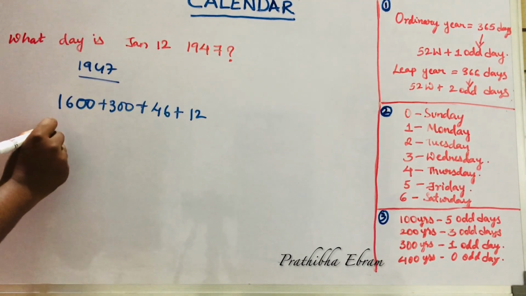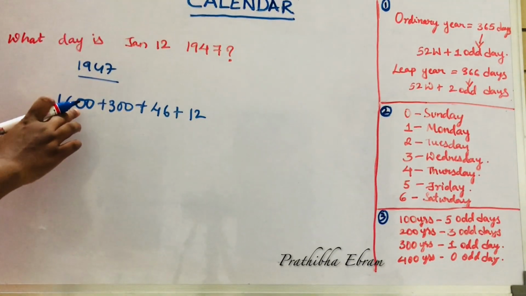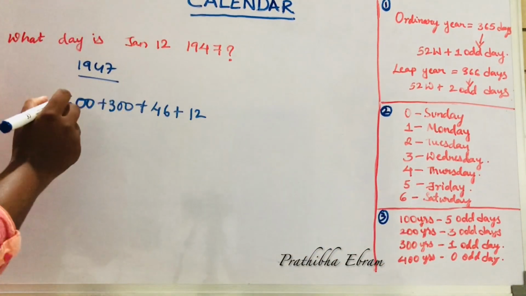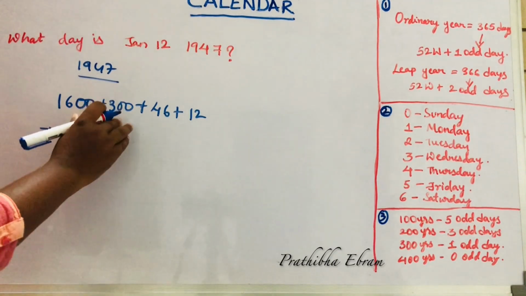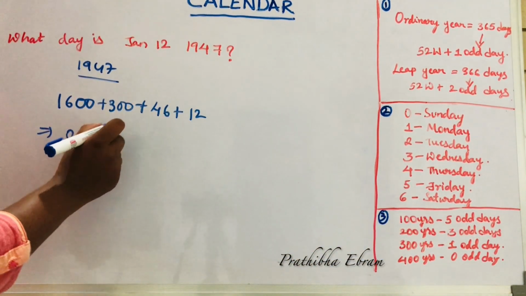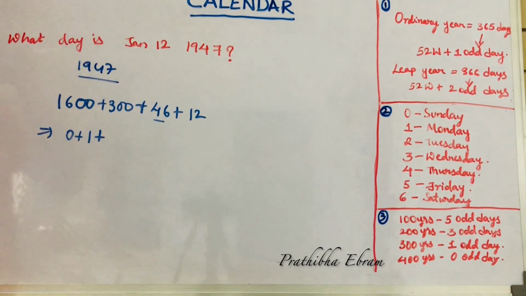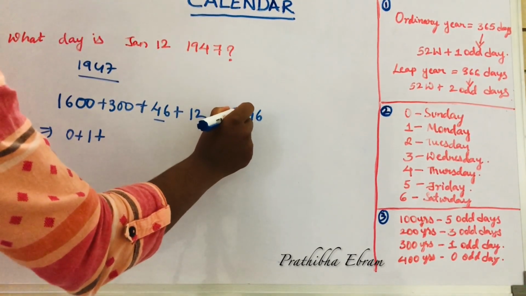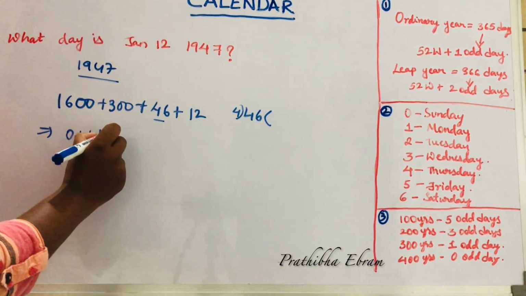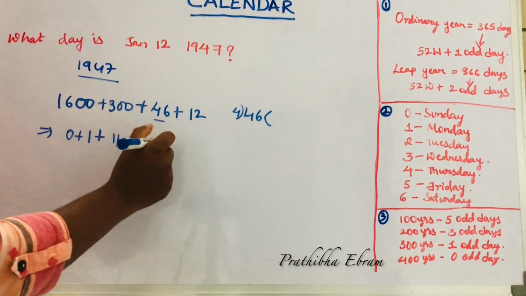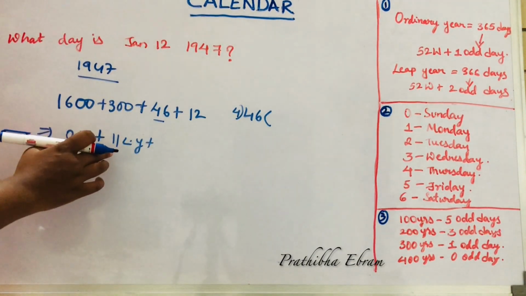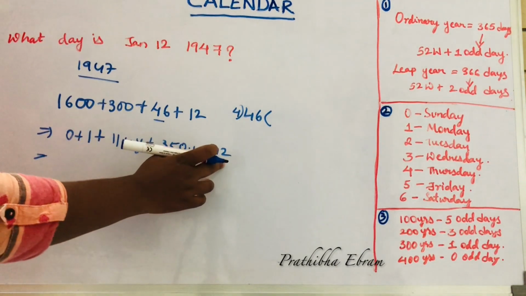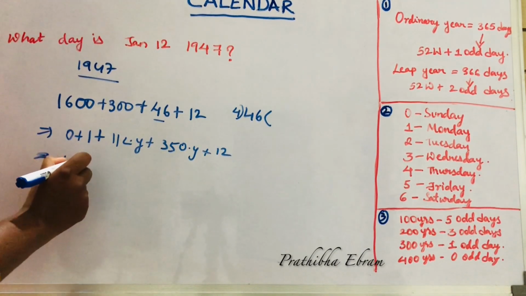Okay, so 12. Now we have to write the number of odd days. So in 1600, what did we discuss? All the century years which are multiples of 4 have 0 odd days, right? So 1600 we have 0 odd days, plus in 300 we have 1 odd day, plus in this 46 years, first you have to find out the number of leap years. If you divide it by 4, you will get 11 leap years, and the remaining are ordinary years. So out of 46 years, if 11 are leap years, then 35 are ordinary years, plus 12 days. Now 1 plus 11.